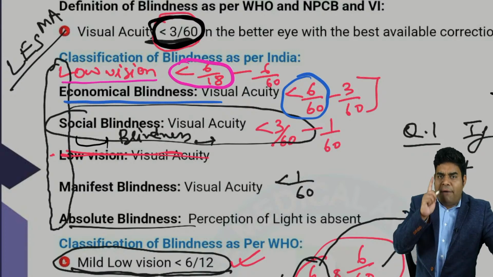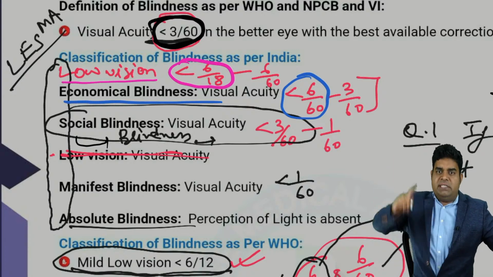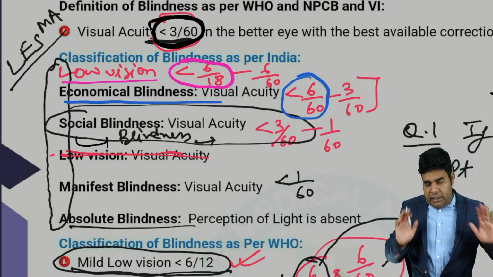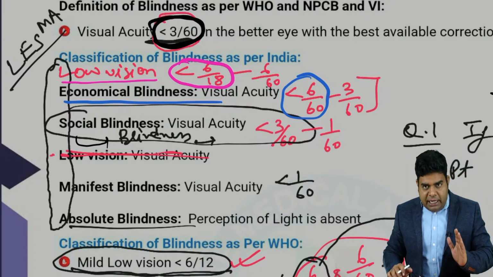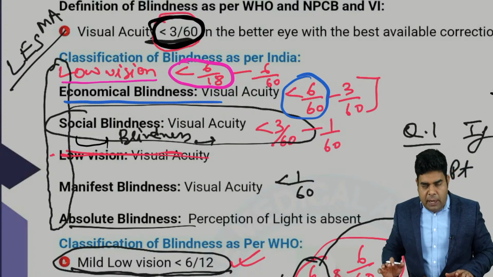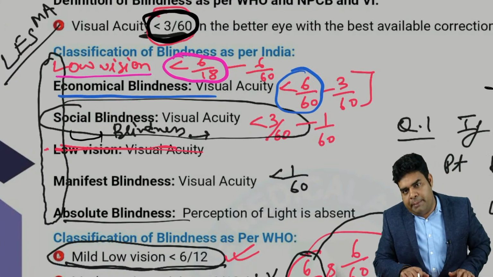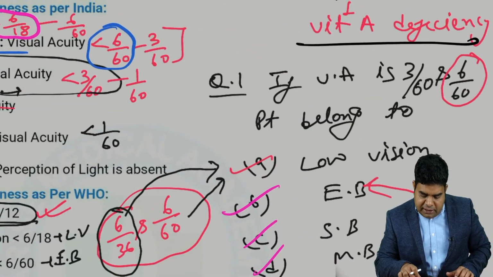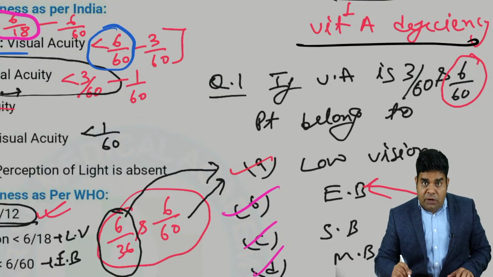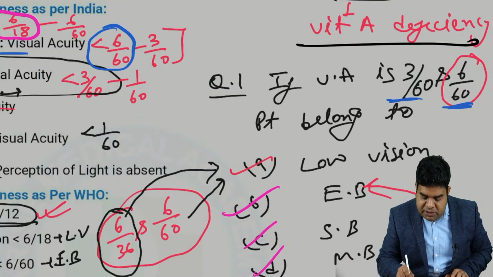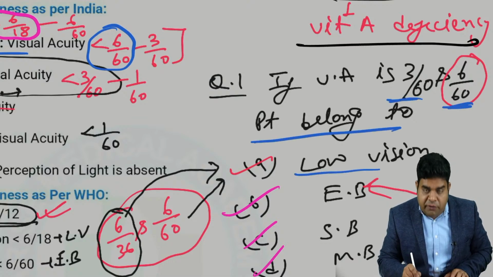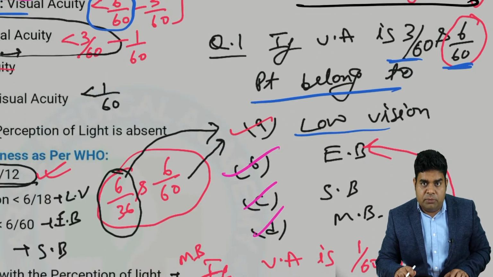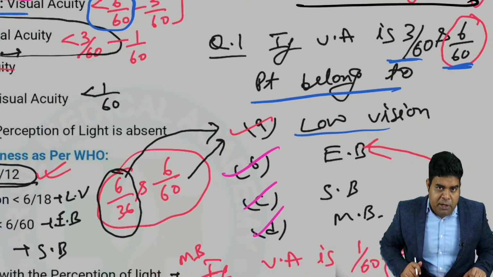But what you have to remember is low vision less than 6/18, economical less than 6/60. Like that, remember. Social, you already remembered, is the same as blindness. So then you will remember the whole classification. The question is, if they ask this type of confusing question, that visual acuity is 3/60 and 6/60, in which category will the patient belong? Can you answer this question? 3/60, 6/60. Which category will the patient go to?